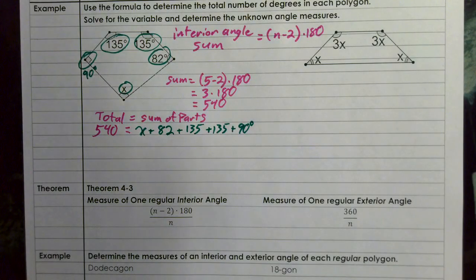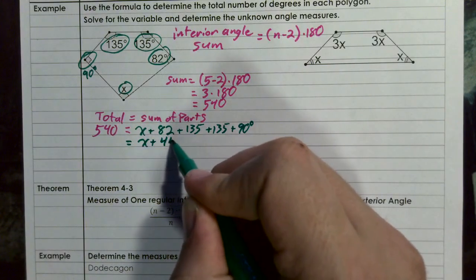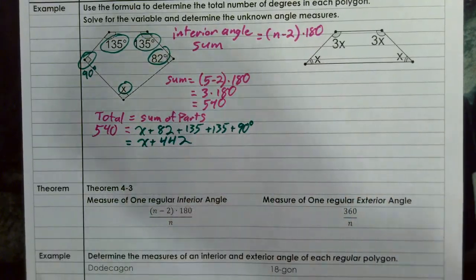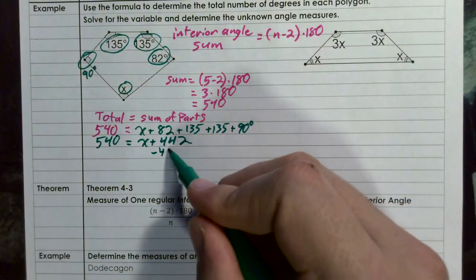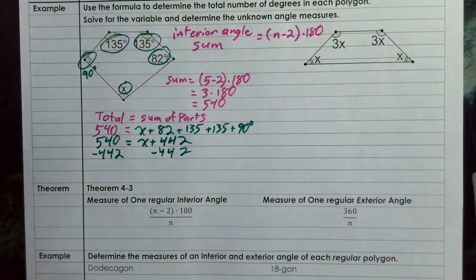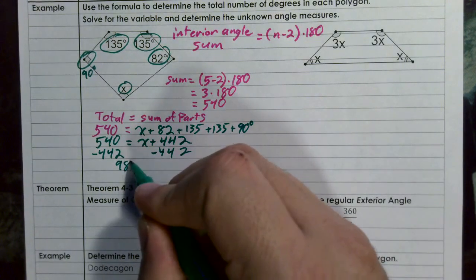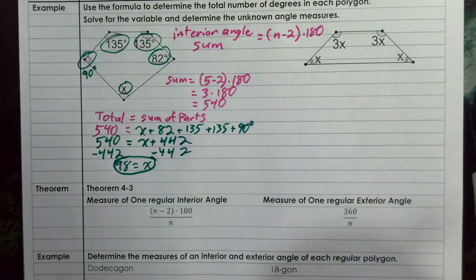So 82 plus 135 plus 135 plus 90. Putting all that into my calculator, I get x plus 442 equals 540. I got to subtract 442 from both sides. 540 minus 442, we get 98. So that is the value of x. Let's do that one more time.